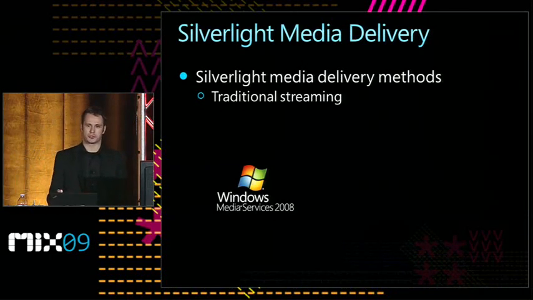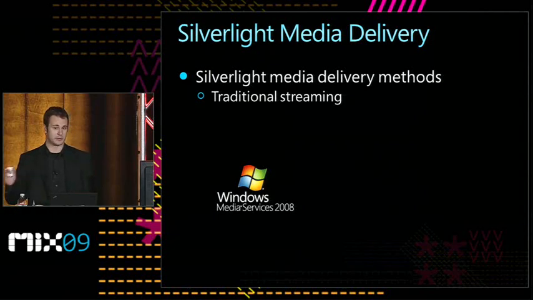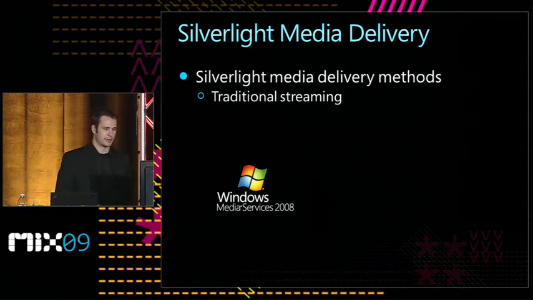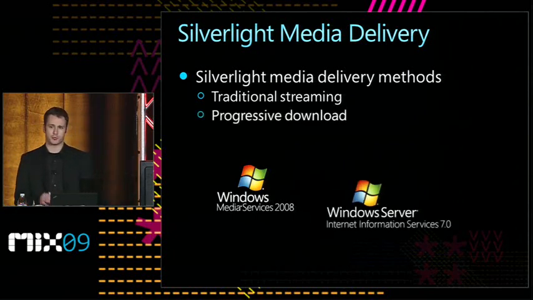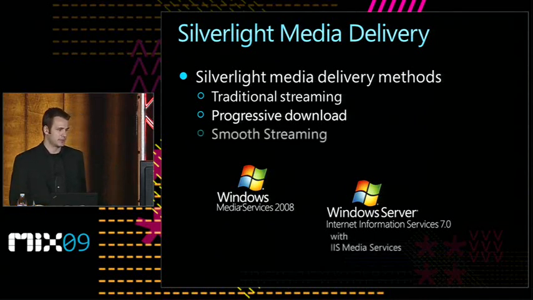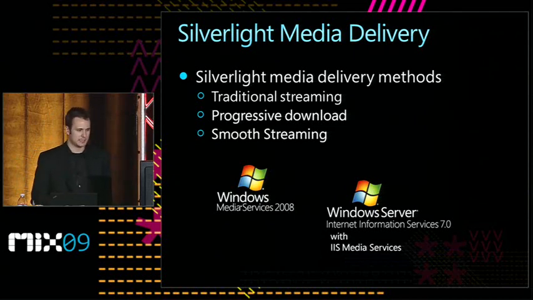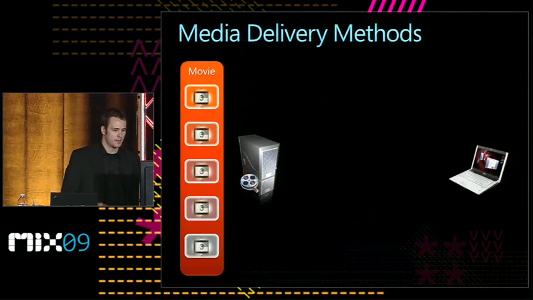The first one is traditional streaming. Traditional streaming is something that if you've dealt with Windows Media in the past, if you've done any sort of streaming with Windows Media in the last decade, you have experience with traditional streaming. The second option is progressive download from a web server. And the third option you have today with IIS7 with IIS Media Services is smooth streaming. And I'll go into details now about the differences between these three different methods of media delivery.